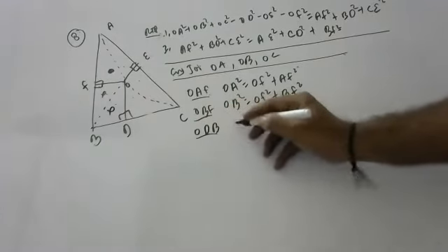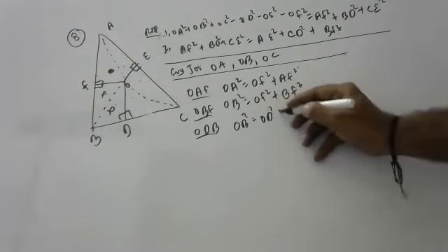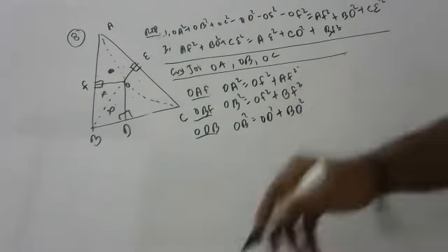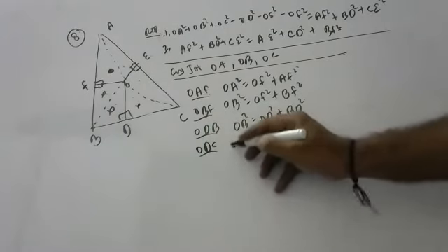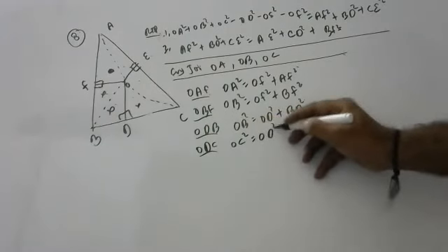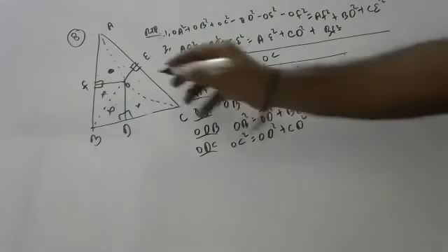OB square is equal to BD square plus OD square. Yeah, who wants to say? Who wants to say, other student? Please tell. Next one: OC square is equal to OD square plus CD square. Anyone of you say. Others take a chance.